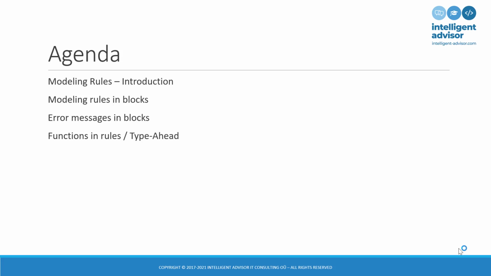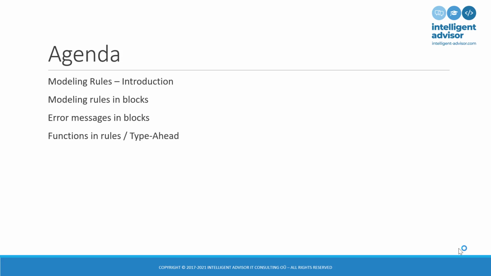Now, you've already begun to meet the concept of a block. You've seen that in two previous chapters. And we're gradually increasing the level of complexity. But basically, in this chapter, we will focus on what it takes to write simple rules in blocks. We'll also revisit the idea of error messages and how they're related to the blocks that you type in. Finally, we'll investigate the new type ahead feature and functions in your rules.